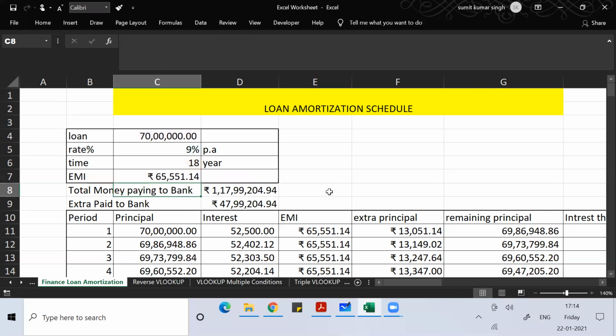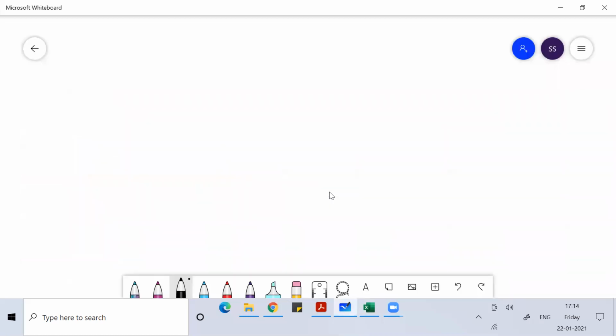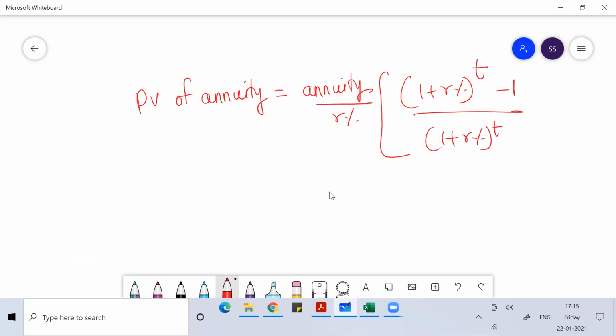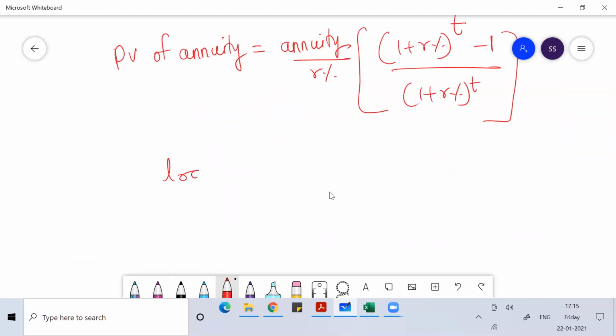When we work on loan calculation, the loan works on an application of geometric progression. If you study finance, that is what we call the present value of annuity. The formula for the present value of annuity is annuity divided by the rate of interest, into 1 plus rate of interest to the power time minus 1, divided by 1 plus rate of interest to the power time. Here the present value of annuity is considered as the loan, and the annuity is considered as the EMI.